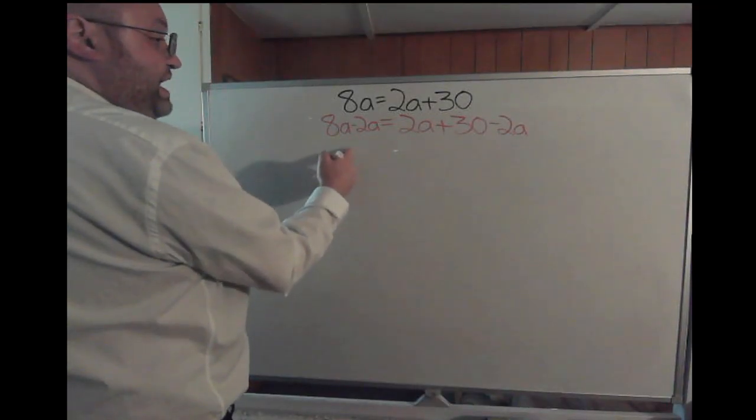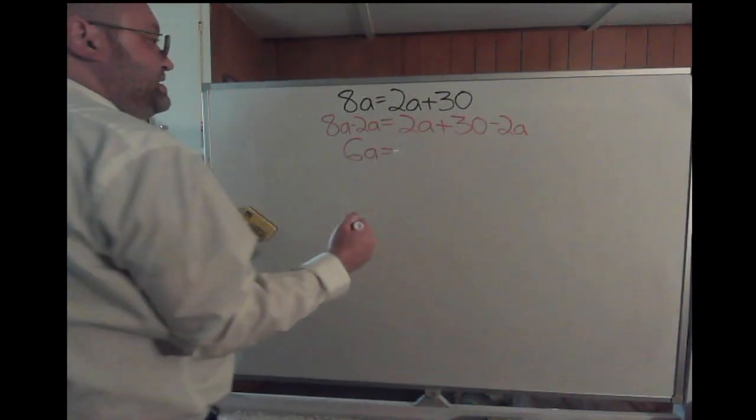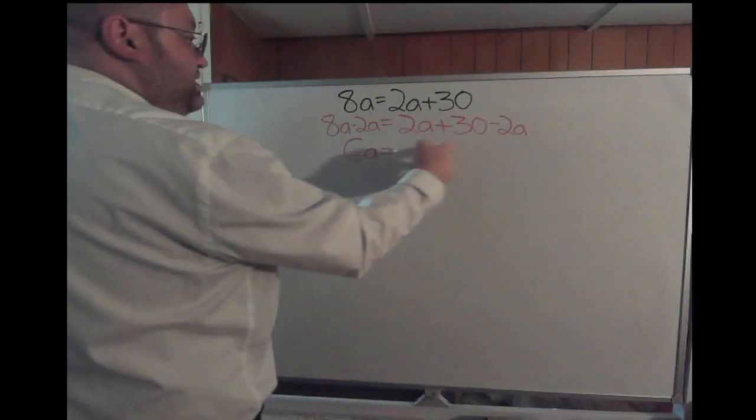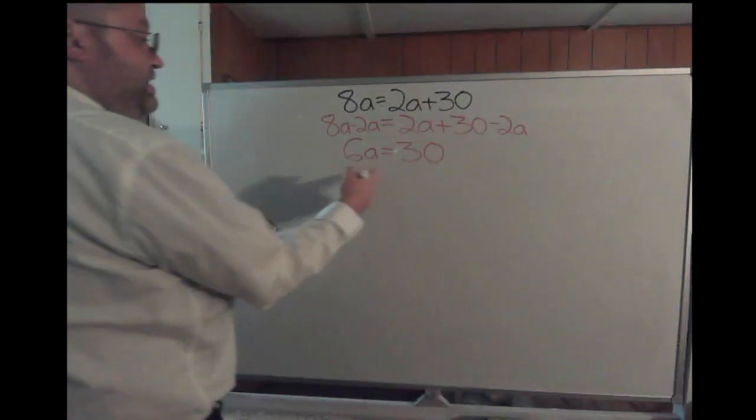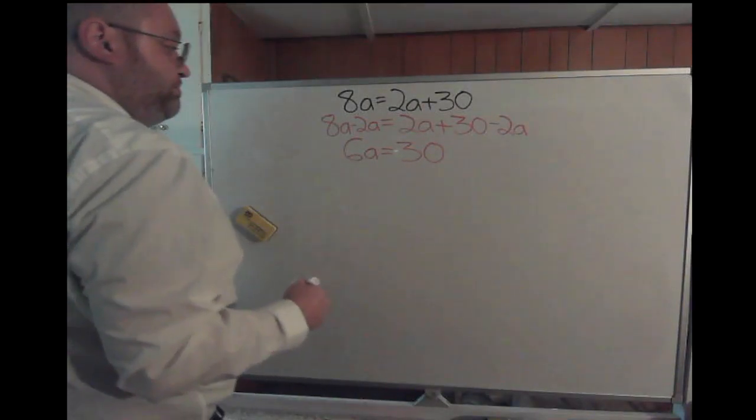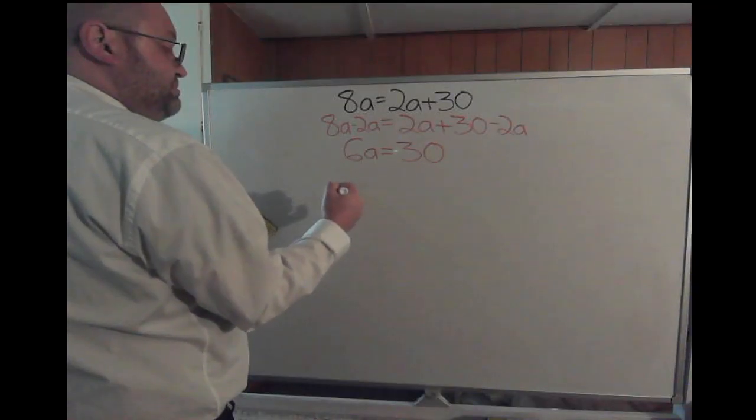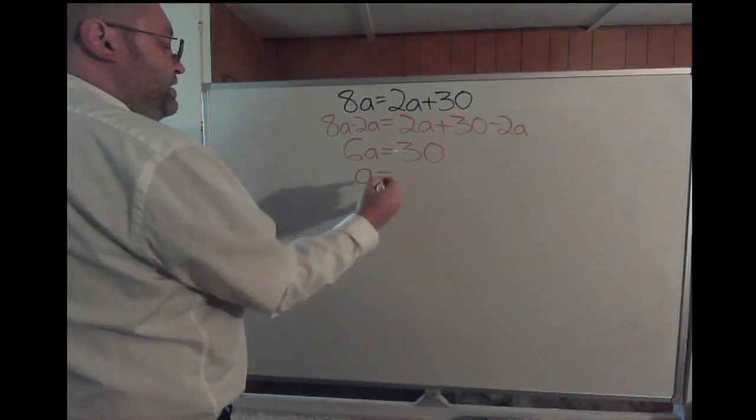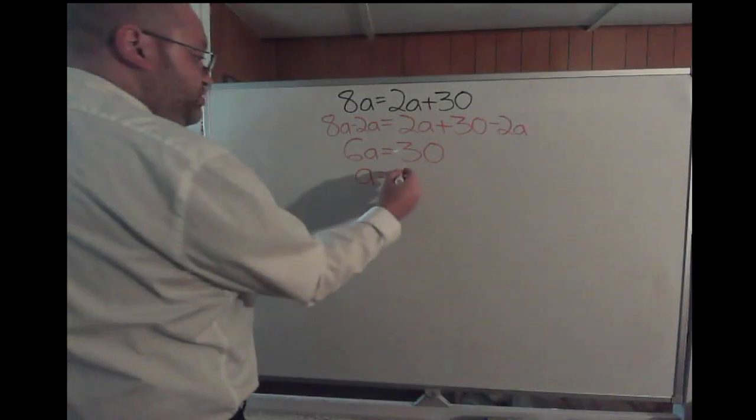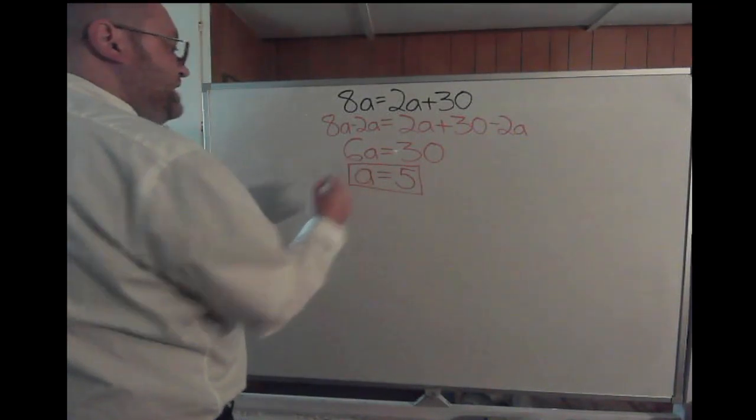The left side, 8a minus 2a, that's 6a. That'll be equal to the right side, 2a minus 2a, that goes to 0. You'll just have the 30 on the right hand side. So now you've got 6a equals 30. Well, you've got 6a, you want to just find a, so you've got to divide both sides by 6. Divide the left side by 6, you'll just get a. The right side, 30 divided by 6, you'll get 5. So the answer is a equals 5.